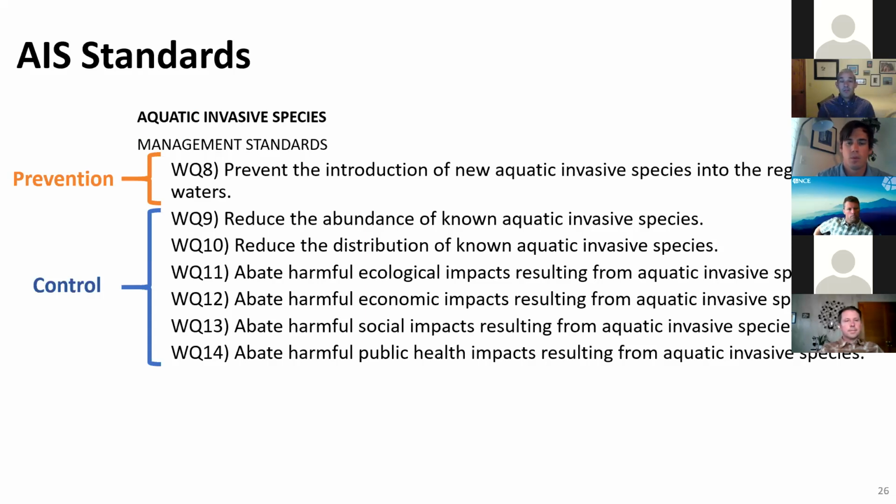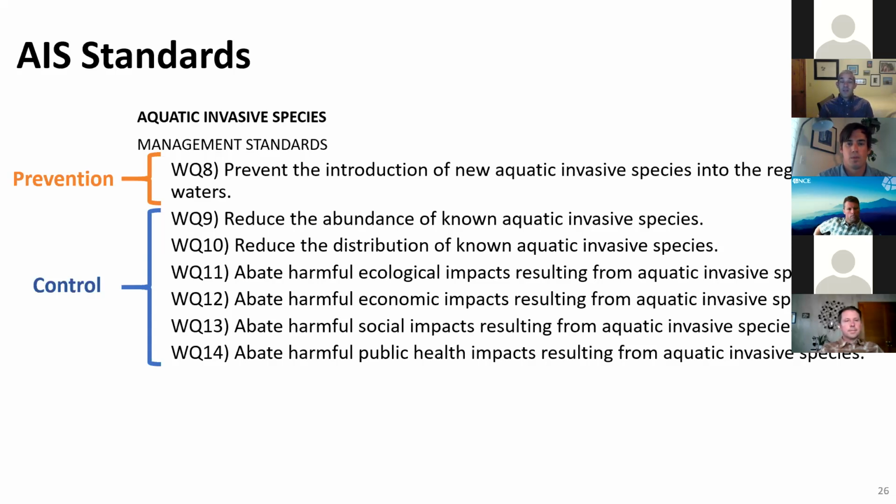What we ascertained was the first two of those standards really articulate the goals of that program: reduce the abundance of aquatic invasive species and reduce their distribution. And the latter four of those, water quality 11 through water quality 14, articulate our expectations for the benefits of reducing the abundance and reducing the distribution of those species.